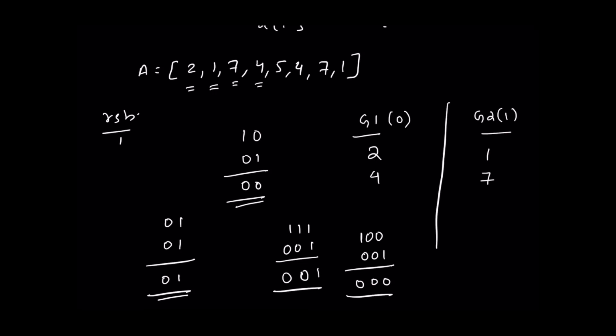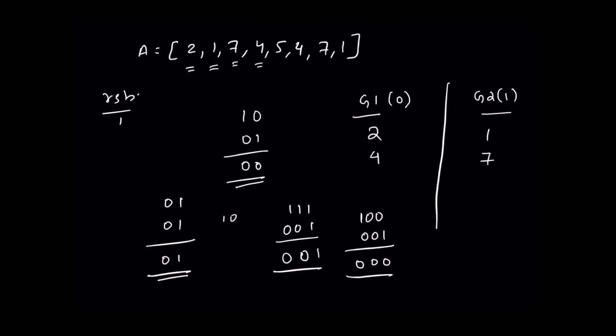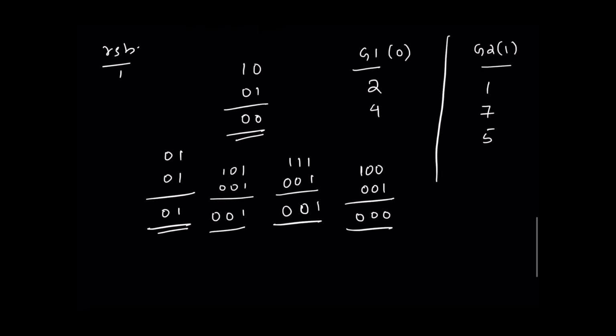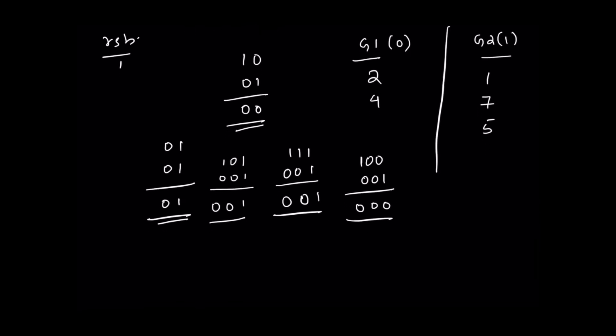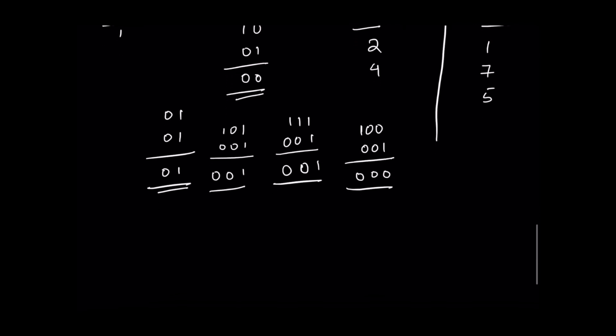Now what's my next element? It is 5. So for 5, 1 0 1 and 0 0 1, the AND is 0 0 1. So this is non-zero, it will land on the second group. Now next let's come to 4. 4 is already there in group 1, and 7 and 1 we have already processed. So we have got our two groups, the first group containing 2 and 4, and the second group containing 1, 7 and 5. If I do an XOR separately on each of these groups and store it in two different variables, I can get my answer.